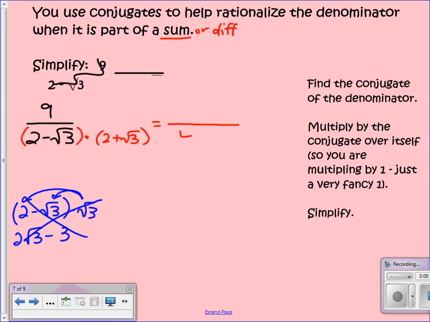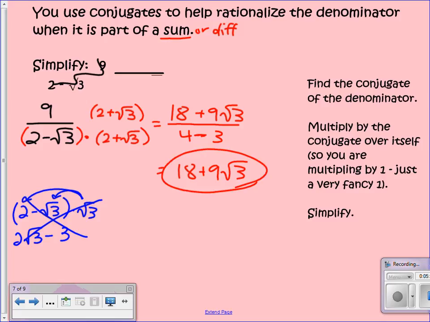You're going to have 4 minus 3 in the denominator. But remember, if you multiply the denominator by 2 plus the square root of 3, you have to multiply the numerator by the same thing as well. 18 plus 9 times the square root of 3. And then I just need to do my 4 minus 3. Plus this, sorry. Plus 9 times the square root of 3 over 1. So my answer is just that.